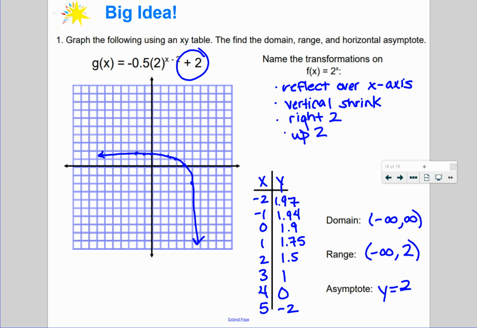The domain of these is always all real numbers, which is why we can plug in anything we want for x. We don't have any domain restrictions, any denominators, any square roots. My range here is -infinity up to the horizontal asymptote at 2. Because it's an asymptote, we're going to put parentheses there, not a bracket. And then make sure for your asymptote you have y equals in front of it. It's always a horizontal line that we're looking at for those. And then, of course, if you have your graphing calculator, you can check that picture.